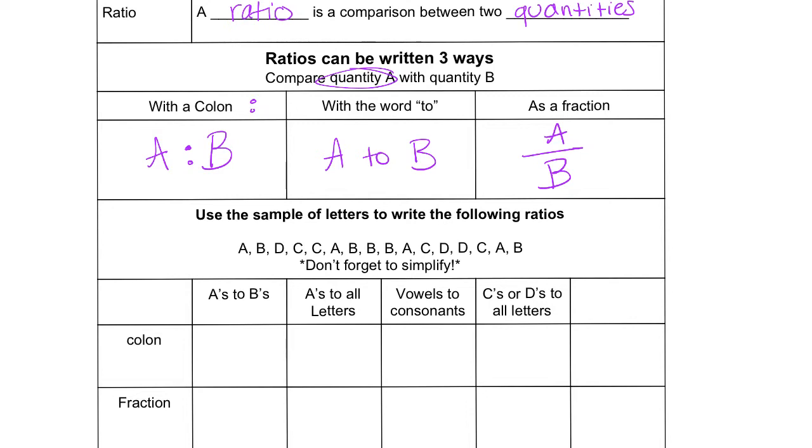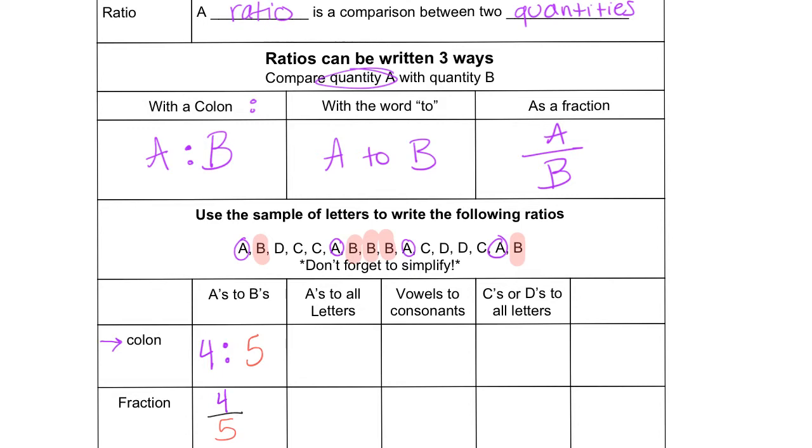Okay? So with a colon, we're going to write the ratio of A's to B's. There's 1, 2, 3, 4 A's, and we'll count the B's: 1, 2, 3, 4, 5 B's. So the ratio is 4 to 5. As a fraction, that is 4 over 5. Okay.